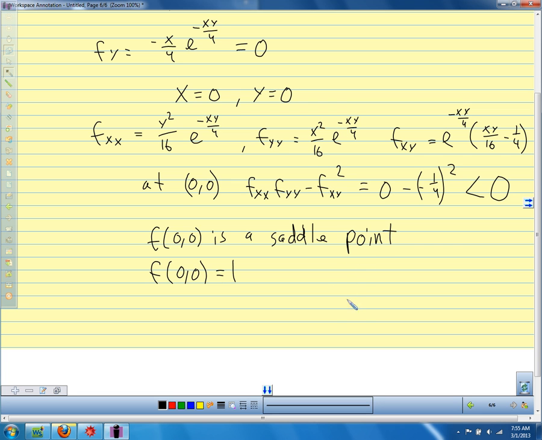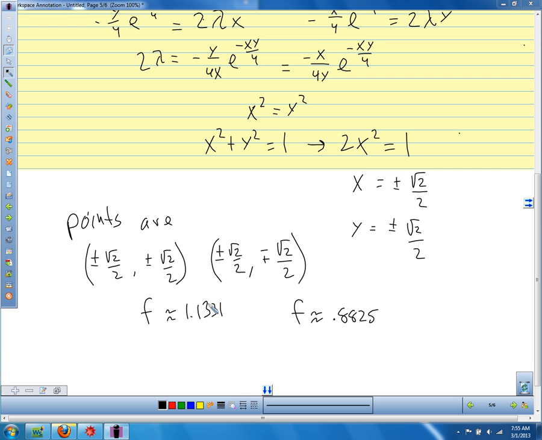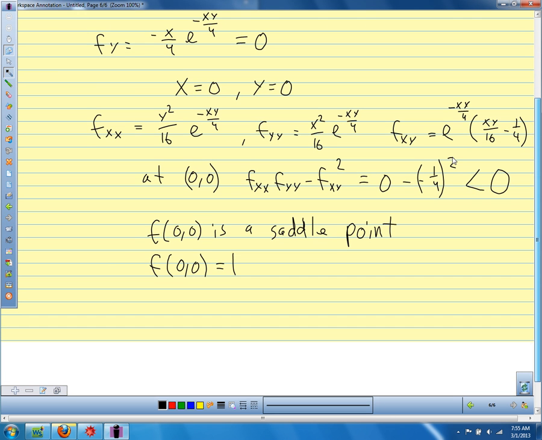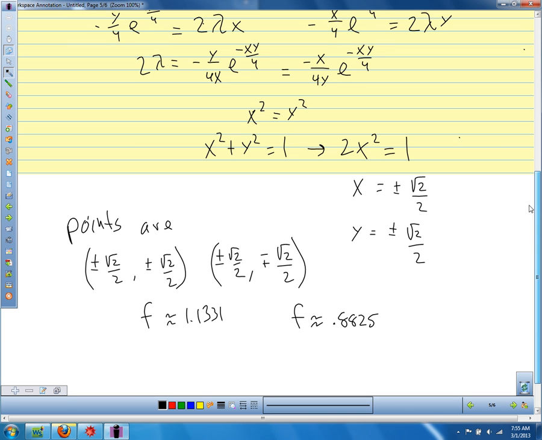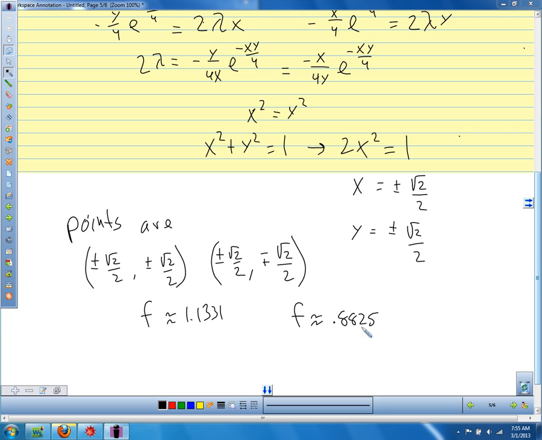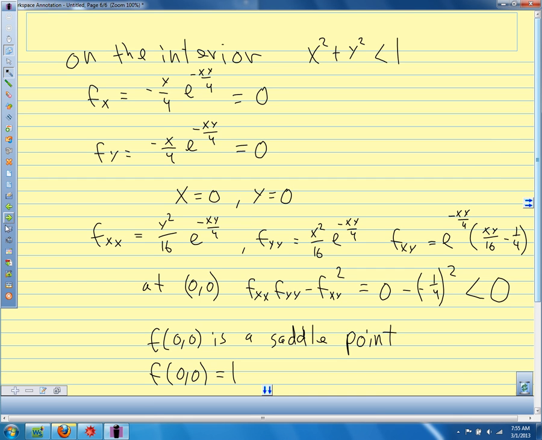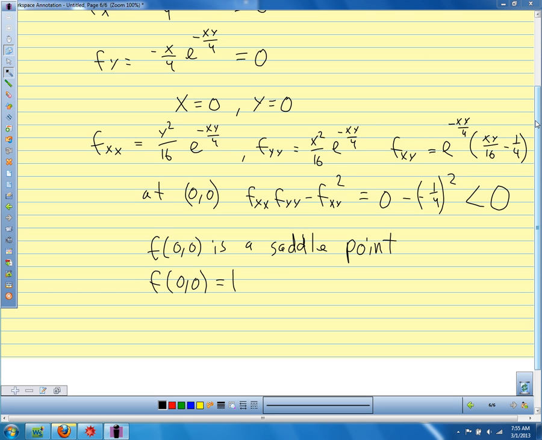So our maximum value is on the boundary, and our minimum value is on the boundary, at the points that we found over here. This is going to be our maximum, and this is going to be our minimum. If this had turned out to be larger than 1.1331 or smaller than 0.8825, then the point we found, 1, would have been either the maximum or minimum. So our maximum and minimum are on the boundary, at those points we found using Lagrange multipliers.